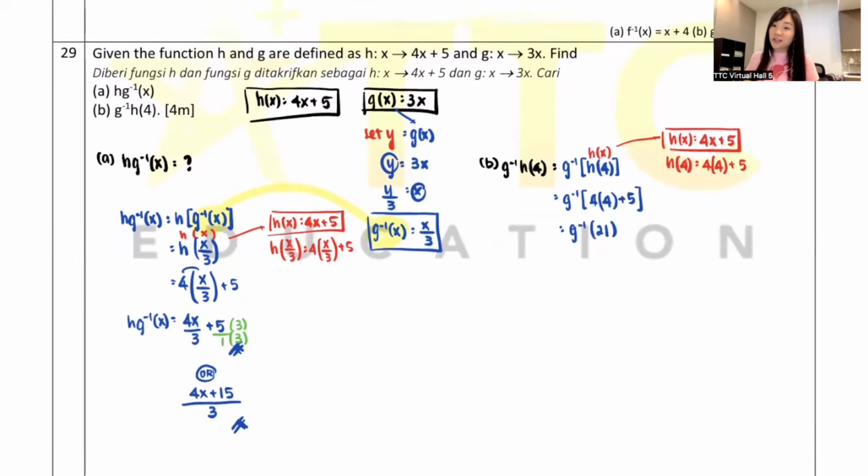Correct? Then until here, how do I continue? This one is called g inverse x. For g inverse x, just now you already got the answer, which is x over 3. So just imagine your x becomes 21, so isn't it your x here also becomes 21? So 21 over 3 is your answer. 7. Done.